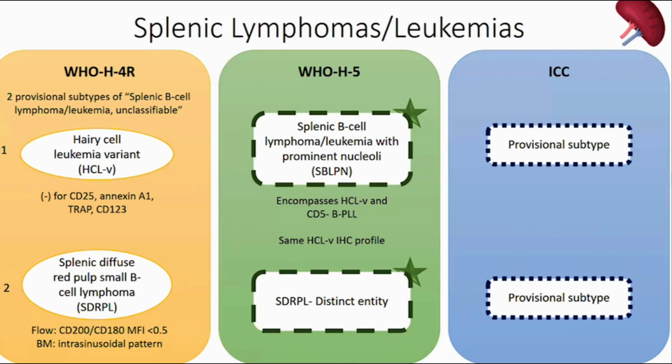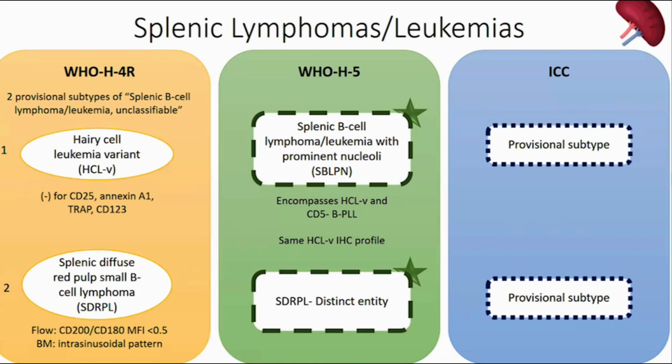Additionally, there is another entity, the splenic diffuse red pulp small B-cell lymphoma. This was a provisional entity in the WHO4R listed under those splenic unclassifiable, but it has been upgraded to its own distinct entity in the WHO5, while it is still provisional in the ICC.